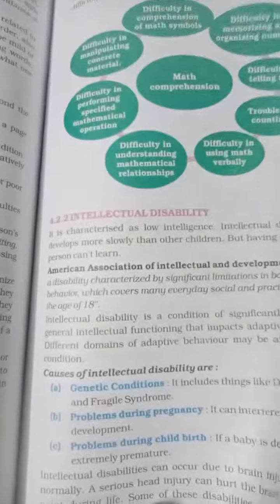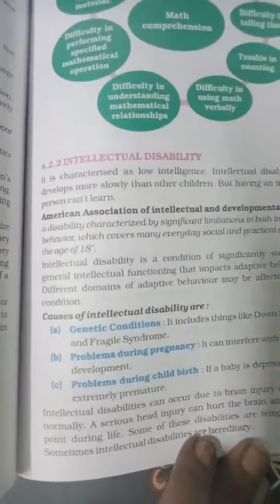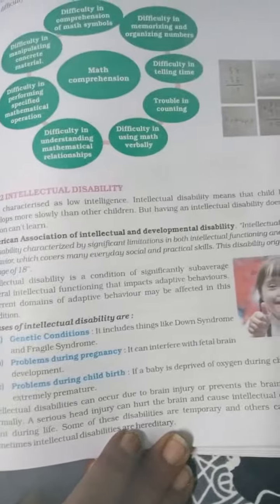So intellectual disability is characterized as low intelligence. Intellectual disability means the child learns and develops more slowly than other children. The American Association of Intellectual and Developmental Disabilities has defined intellectual disability as a disability characterized by significant limitations in both intellectual functioning and adaptive behavior, which covers many everyday social and practical skills. This disability originates before the age of 18 and is a condition of significantly sub-average general intellectual functioning that impacts adaptive behavior.